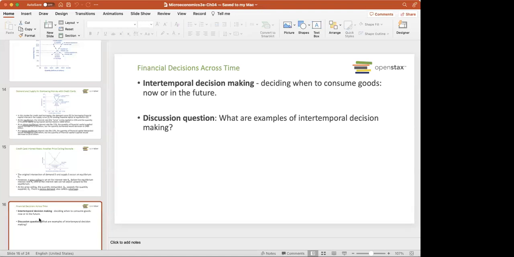Once again, you expect the opposite with higher interest rates. You'll probably hold off on your purchase, just like if you were thinking about buying a house. I know a lot of people are holding off because they don't want to pay that high interest rate if they finance a house right now. That's how intertemporal decision making works, and how we can factor it into our own lives.